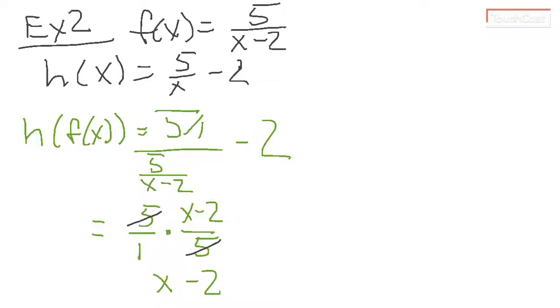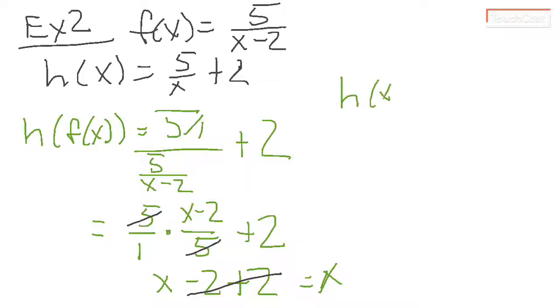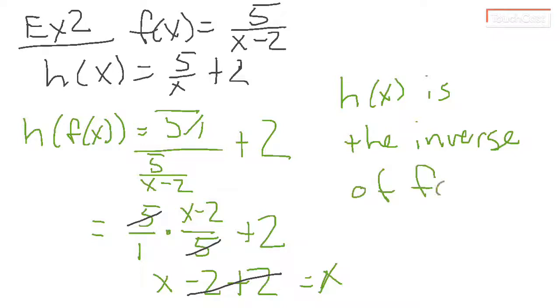Now, I did notice I wrote something wrong. I forgot to put a plus in h of x. So this should be a plus 2 at the end, which we do need to bring all the way through. And if we do that, x minus 2 plus 2, these 2's are going to just zero out, and we're going to be left with just an x, which is what our goal was. So what we can say is h of x is the inverse of f of x.